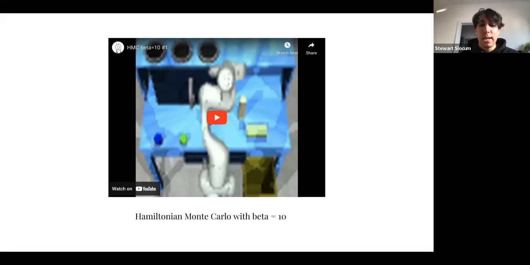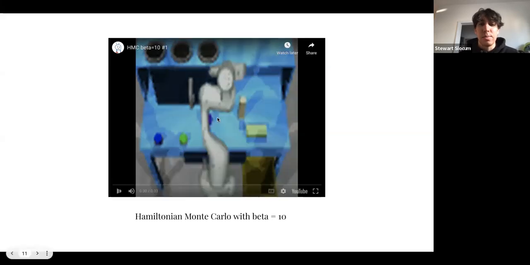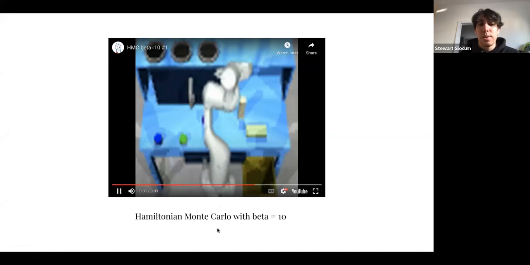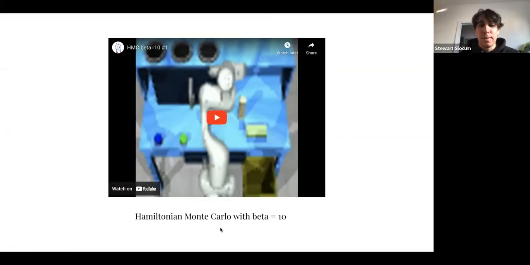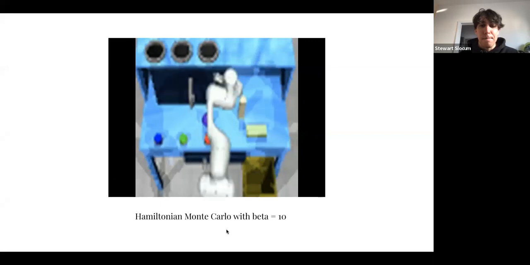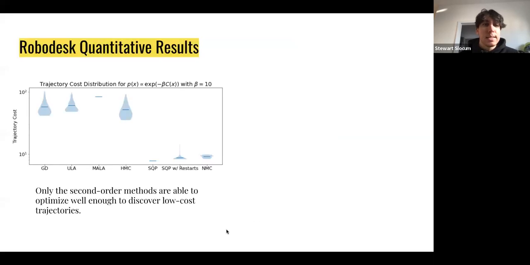We also compared to Hamiltonian Monte Carlo, a 1st order algorithm that's widely considered as the gold standard for MCMC, with beta equals 10. And we observed that there's quite a bit of wild oscillation. This is consistent with our quantitative results, which show that for this 3D motion planning problem, only the 2nd order algorithms are able to optimize well enough to discover low-cost trajectories.